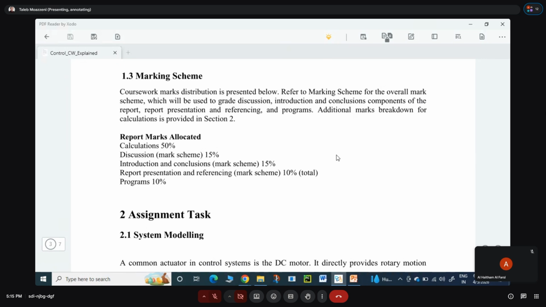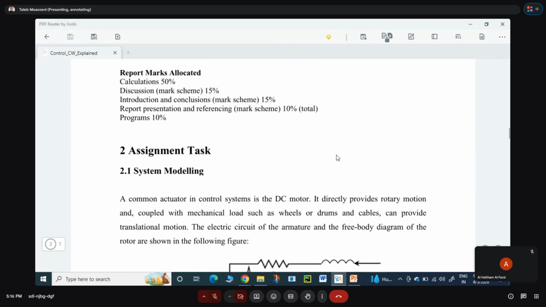And programs: there is no need for MATLAB code, because we don't have MATLAB code, we have a Simulink model. Next week we will show you how to do it. That's enough: just a screenshot of that, pasted in the report. And also the plot. The plot is part of the results and discussion. But when you say programs, it is just a screenshot to show that you used MATLAB.